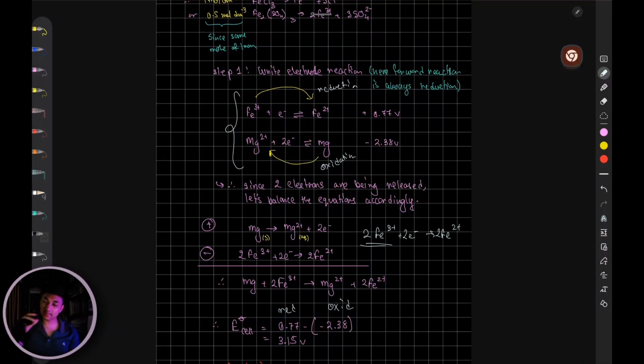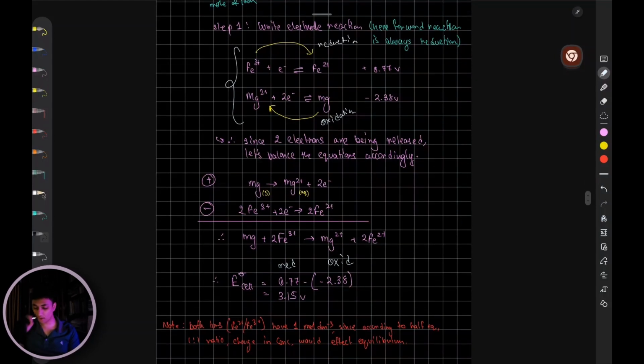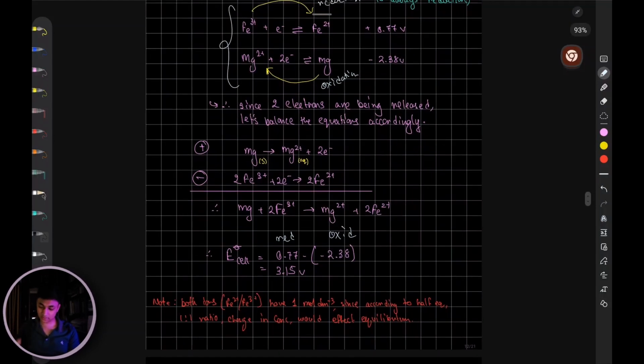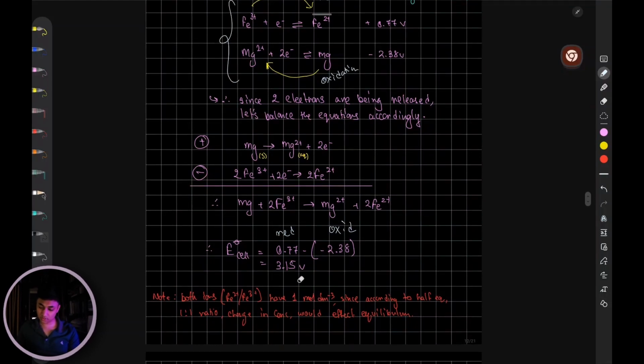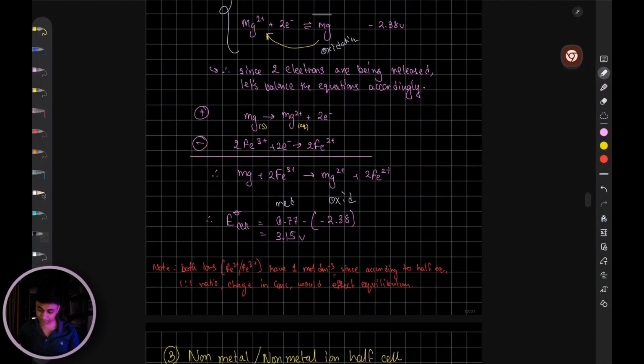The only thing that can affect it is concentration. So as long as your concentration stays the same, your moles do not matter, right? So whatever the molar ratio is over here, notice 1 mole of Mg reacts with 2 moles of Fe3 plus. That is not going to matter. This molar ratio does not matter. So your E cell value is going to be irrespective of your moles of your ions, right? Great. So your E cell value is going to be 3.15 volts.